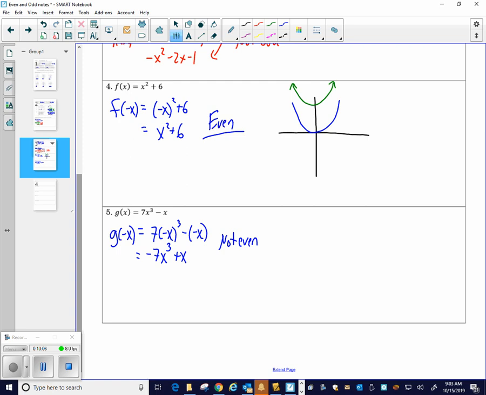Let's check for odd. So we'll do the negative of g of x, which just means make everything on the inside, everything in the function, negative. So that's going to be negative 7x cubed plus x. These two things are the same now, so this is an odd function. Again, rotationally symmetric to the origin.